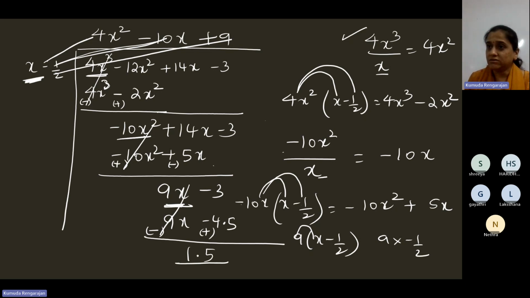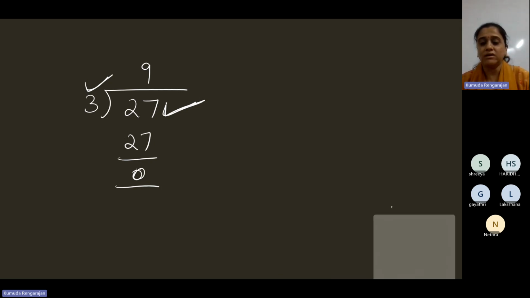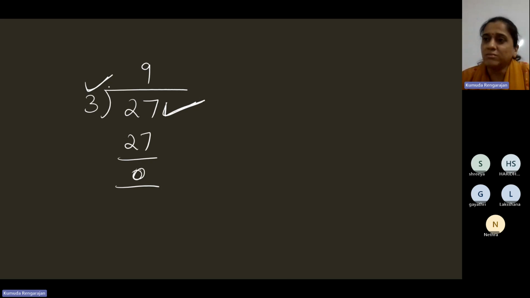So that means the dividend is not a multiple of the divisor, or the divisor is not a factor of the dividend. Like we conclude in numerical situations. When you divide 27 by 3, 3 9s are 27, 0 is the remainder. So what's the conclusion? 27 is a multiple of 3, or 3 is a factor of 27, because on dividing the remainder is 0. You can make two statements.